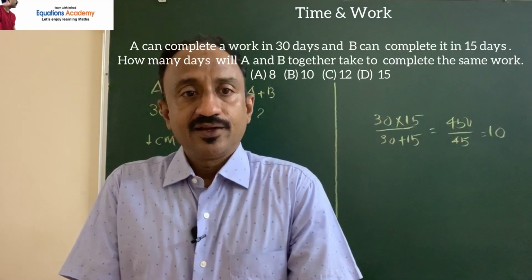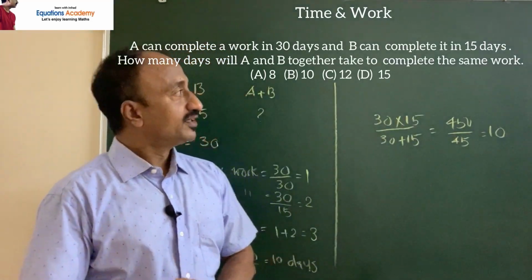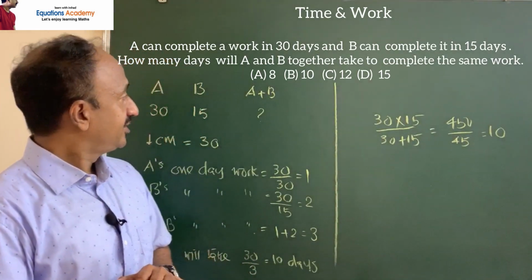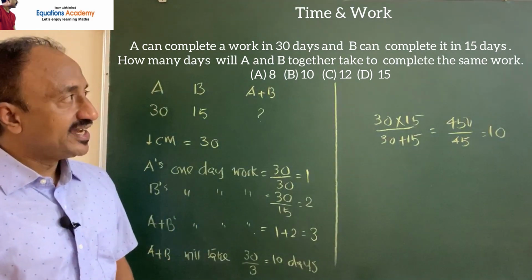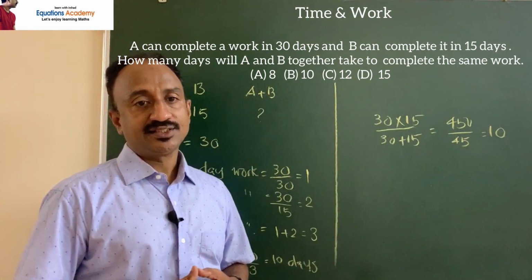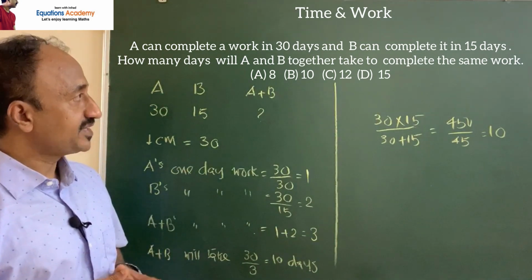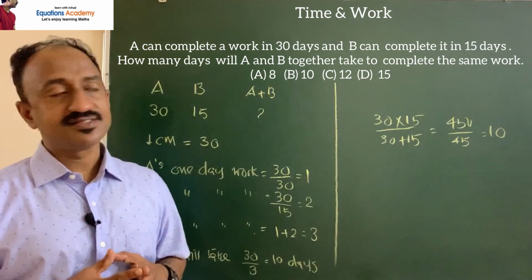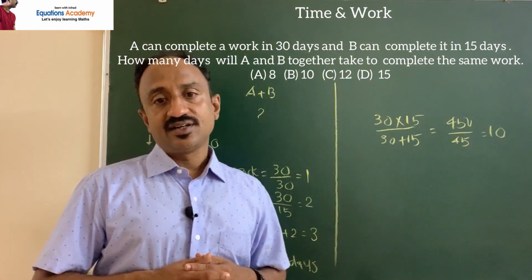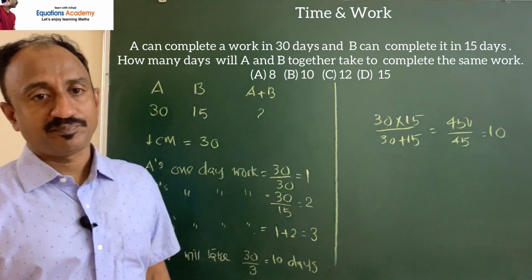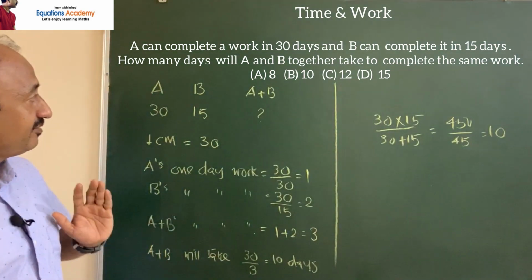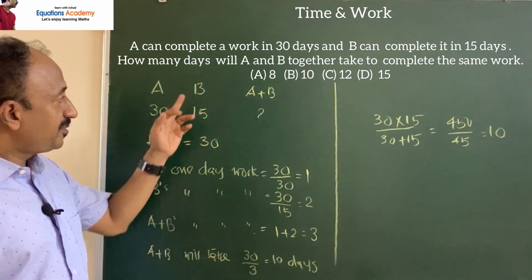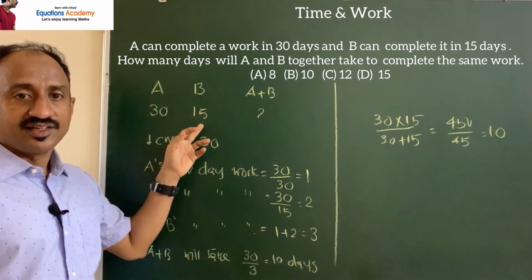First question. A can complete a work in 30 days and B can complete it in 15 days. How many days will A and B together take to complete the same work? Option A 8 days, B 10 days, C 12 days and D 15 days. It is given that A will complete the work in 30 days and B will complete it in 15 days.